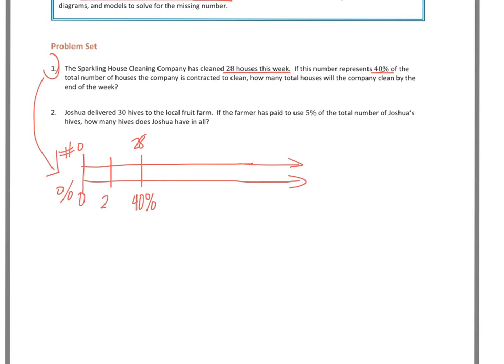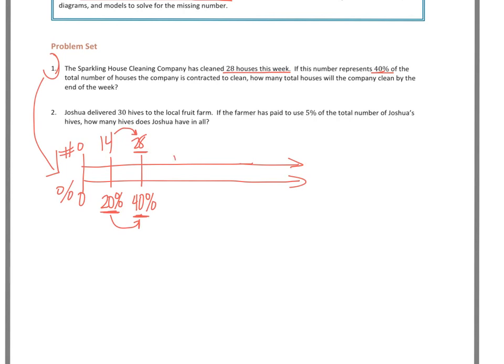So if I go down by 20, what I just did was divide this by 2. And I know if I do a division of 2 here, I have to do a division of 2 here because I want to keep them equal. And I'm not really dividing by 2, I'm dividing by 2 over 2, which is 1 whole. So if I divide 28 by 2, I get 14. So every 20% I go up, I have to go up 14 hives. Or not 14 hives, 14 houses. Sorry, getting ahead of myself.